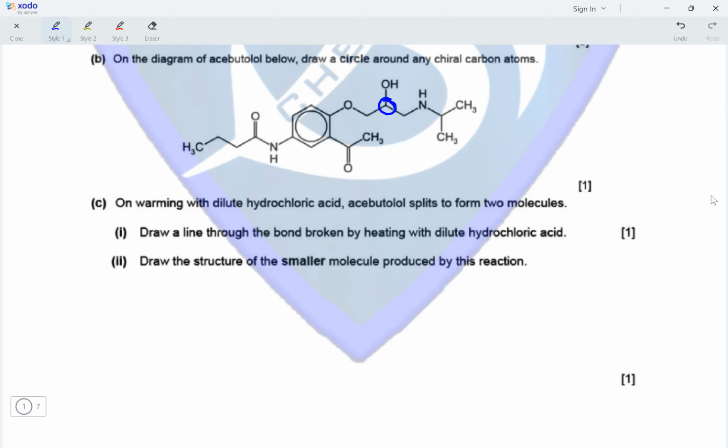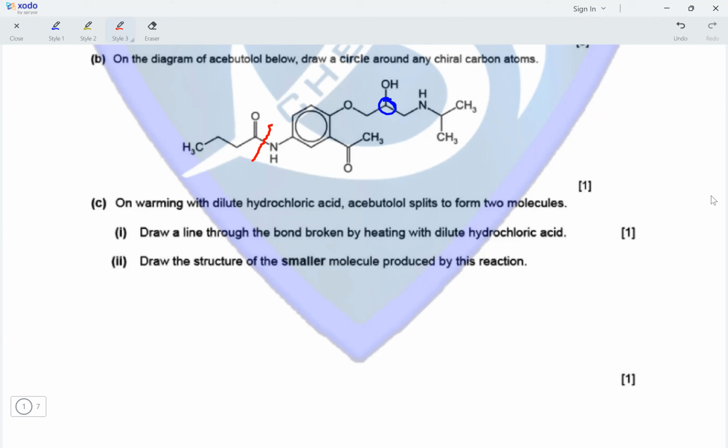On warming with dilute hydrochloric acid, acebutolol splits to form two molecules. Warming with dilute hydrochloric acid means we are subjecting it to acid hydrolysis. The question asks, draw a line through the bond broken by heating with dilute hydrochloric acid. The bonds that are broken by acid hydrolysis are ester and amide bonds. There are no ester bonds present in acebutolol, but there is an amide bond present. So the amide bond is the one that will be broken.